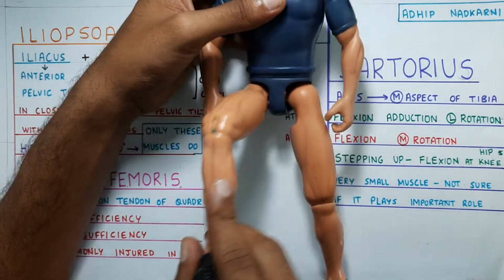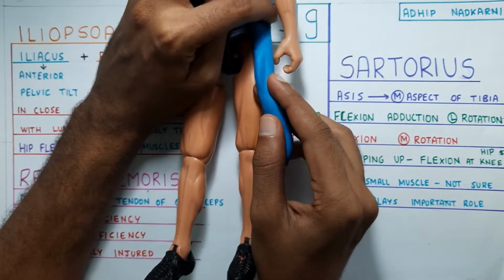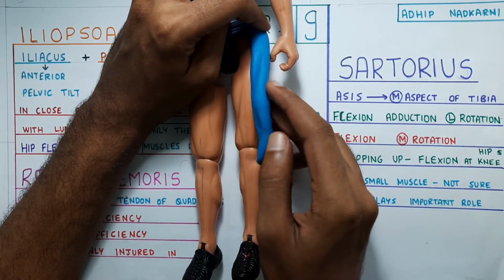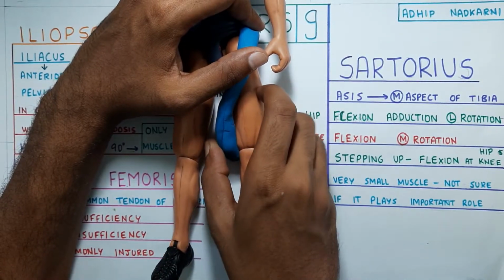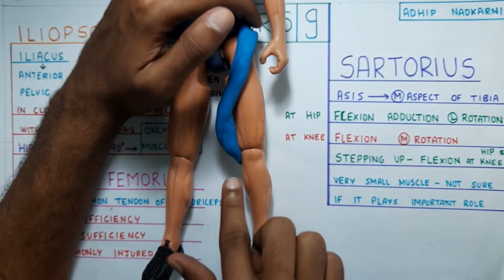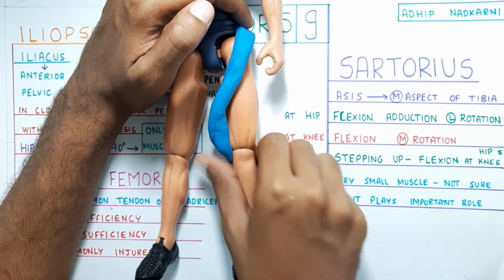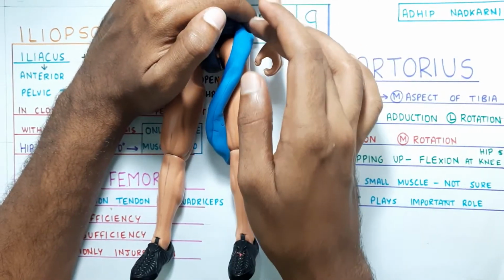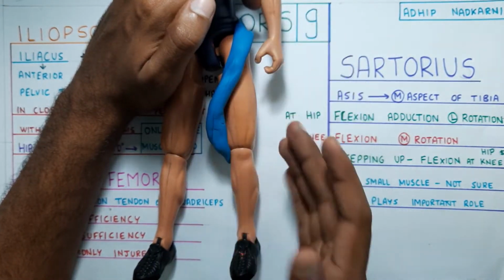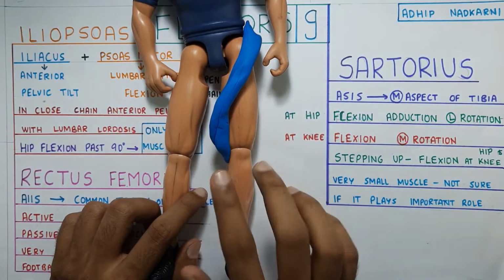Where is it attached? It is attached from your ASIS. So ASIS is over here. So it's on the lateral side of the hip. It starts from the lateral side of the hip and then comes medially and attaches to the medial condyle of the tibia. Okay. So it attaches on the medial aspect of the tibia and starts from the lateral ASIS of the hip. Okay. So this is how your sartorius is attached.